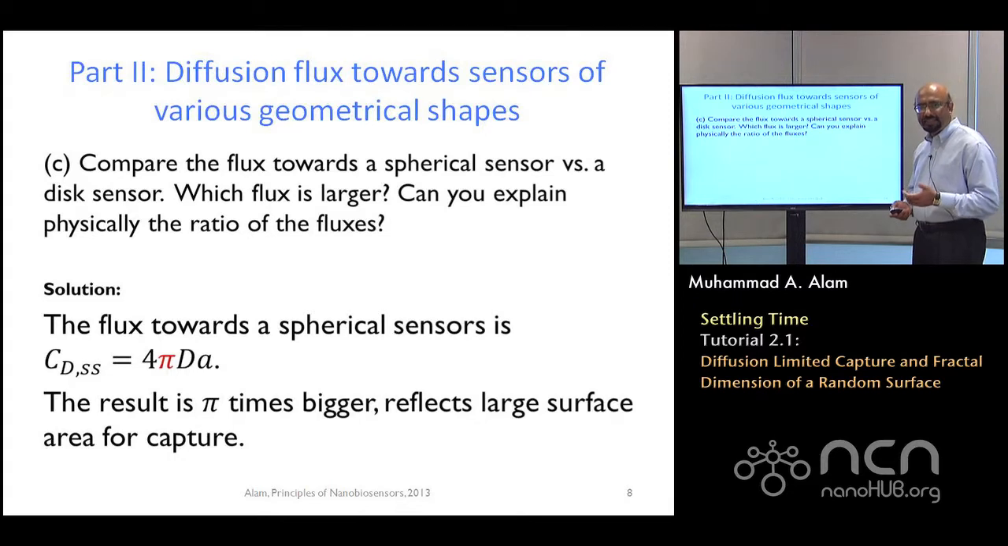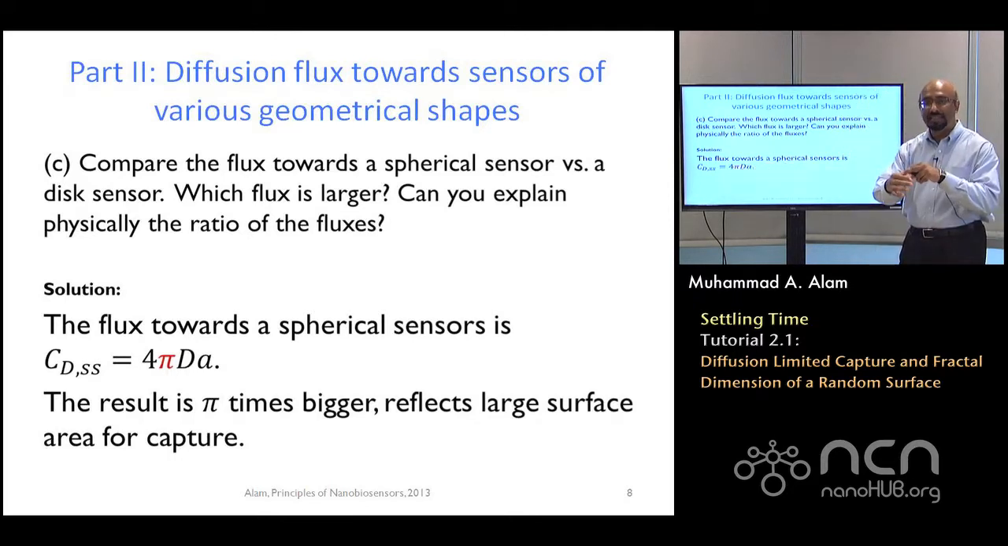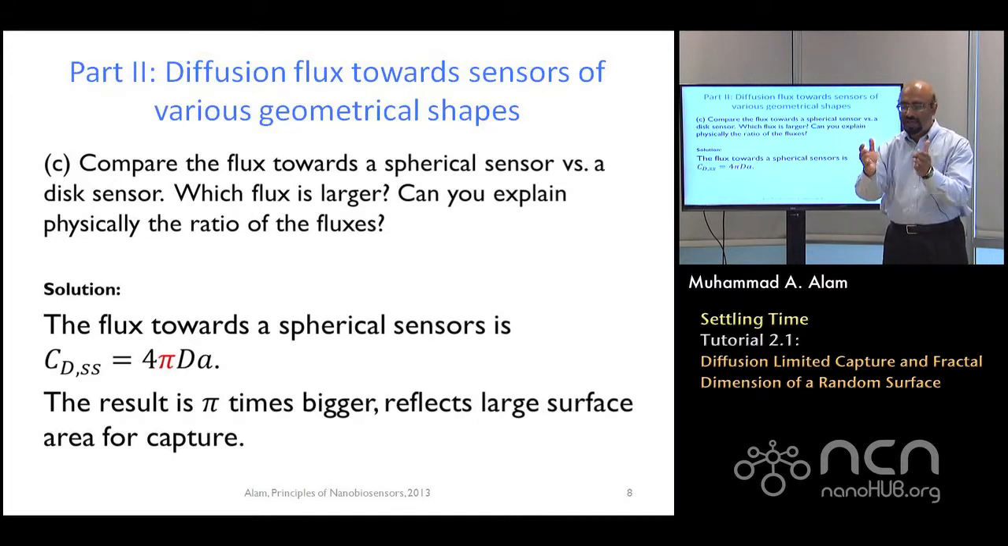Now, why is this flux larger? By how much? Well, if the flux towards a spherical sensor sitting on its own, surrounded by the fluid, is 4 pi dA, if you had the equivalent disk sitting there in the middle of the fluid, it will be 8 dA. And so the ratio will be pi over 2. Why pi over 2? You can see that because the sphere has a little bit larger radius, flux can come normally from all directions. A flat plate, flux can only come normally, perpendicular to the surface.